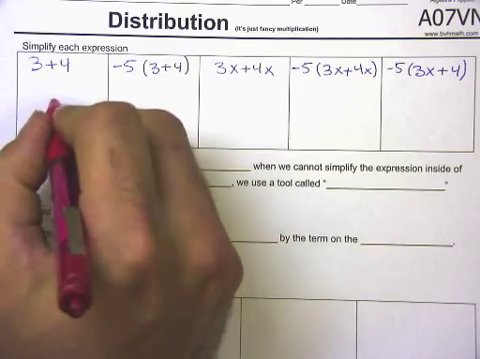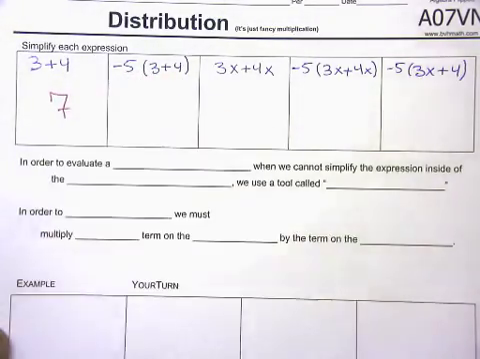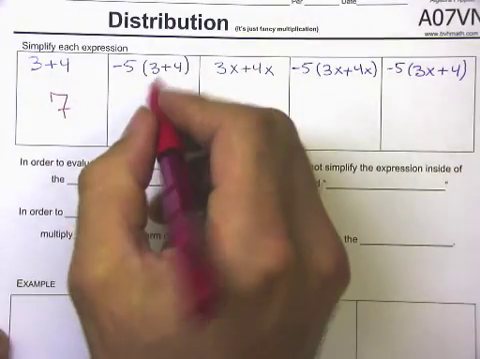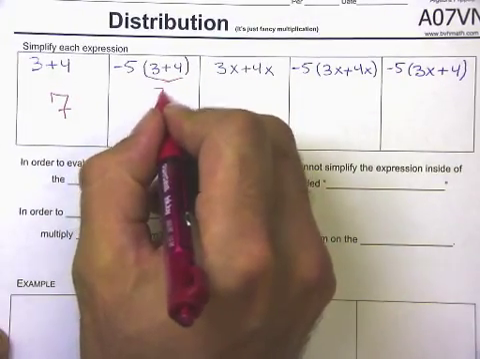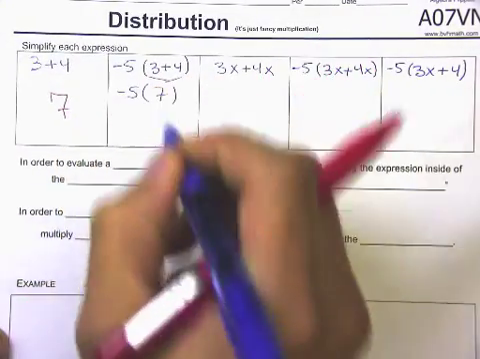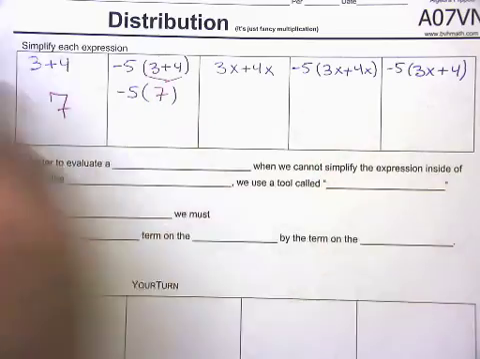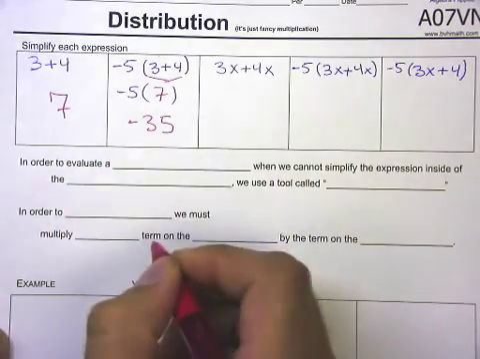3 plus 4 is 7. Yeah, you know that one. For the second expression, we simplify inside our parentheses first. 3 plus 4 is 7. We've still got this multiplication by negative 5 happening. So we've got negative 5 times 7, which is going to be negative 35.